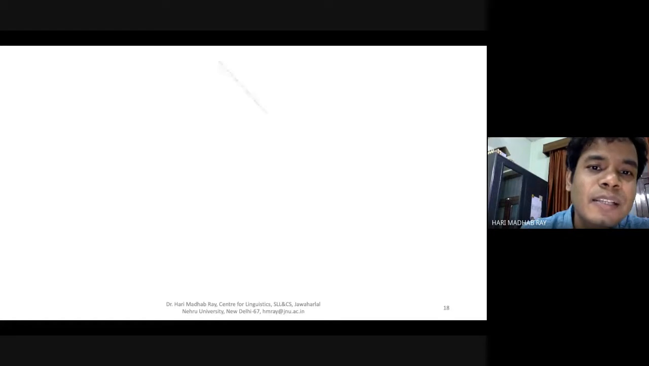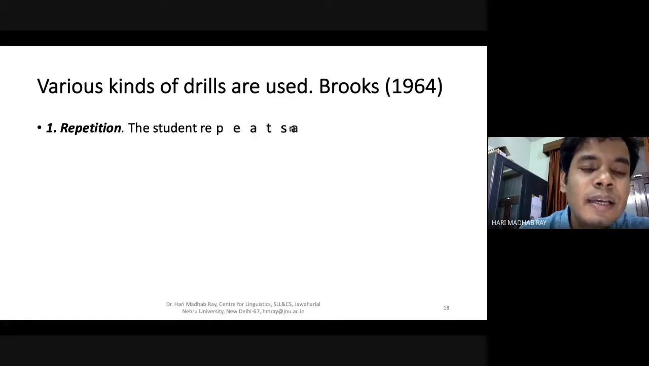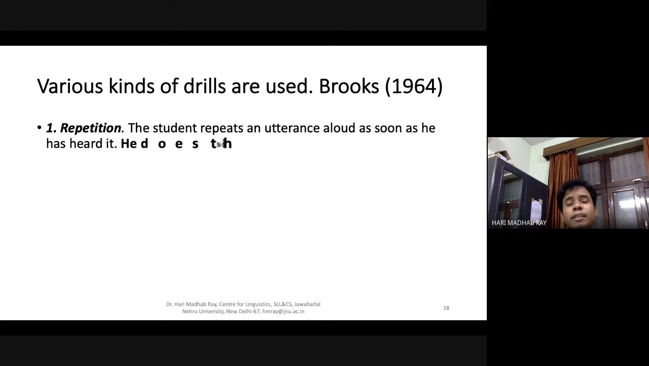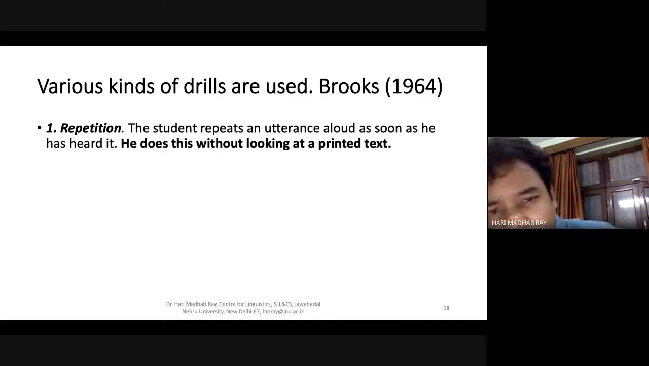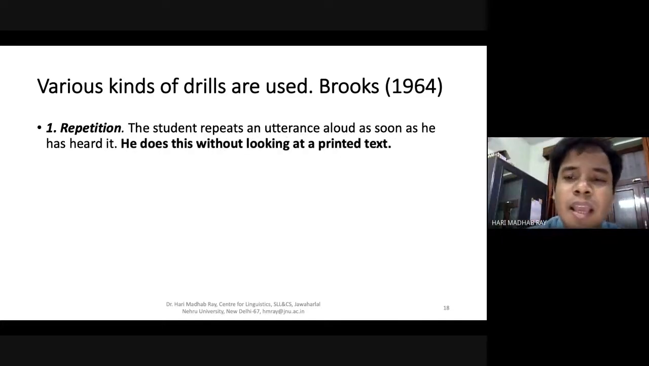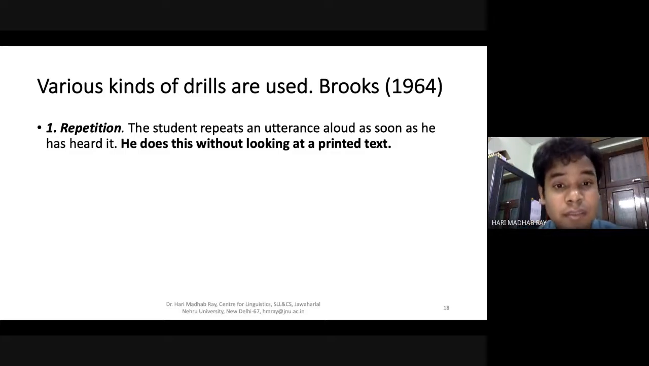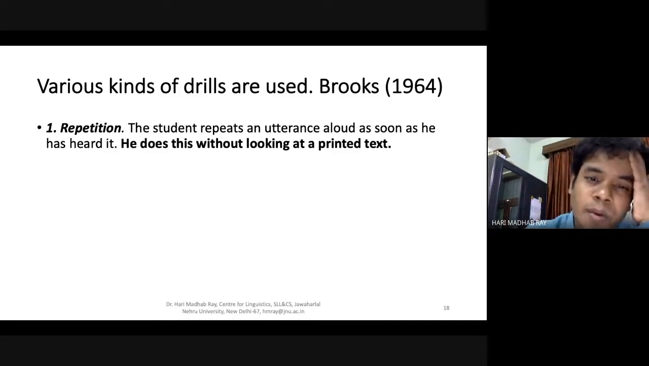So one of the drills is repetition drills. What are repetition drills? The student repeats an utterance aloud as soon as he has heard it, and he does this without looking at a printed text. So the moment the teacher says an utterance, the student will repeat it, without looking at a printed text.